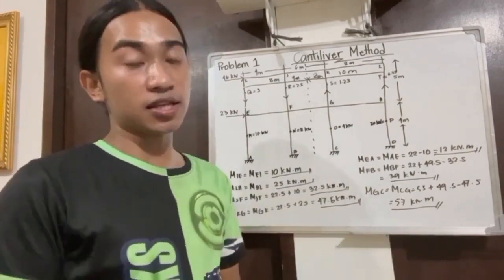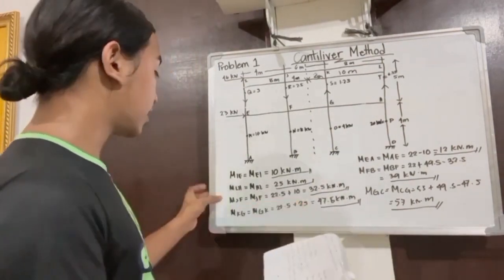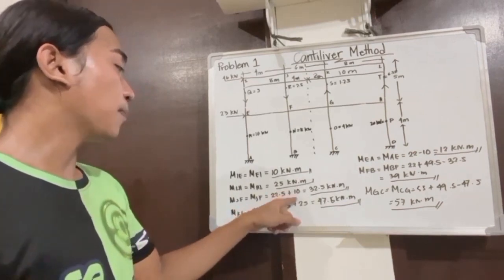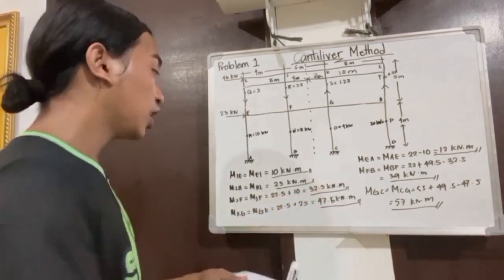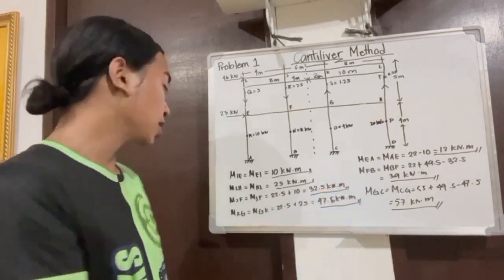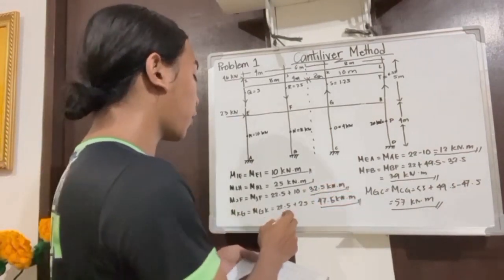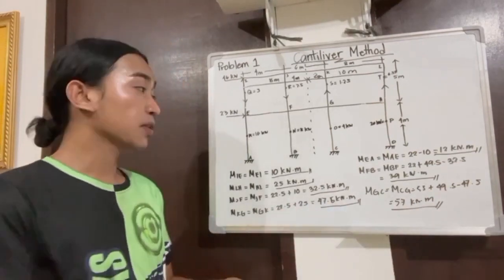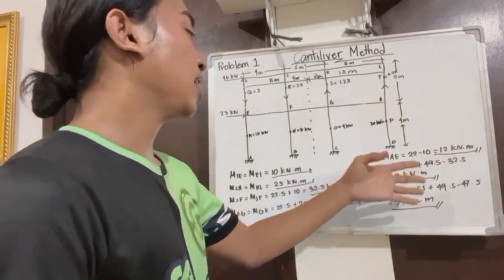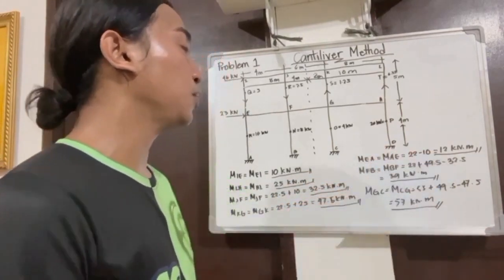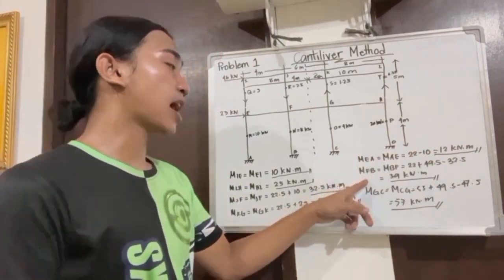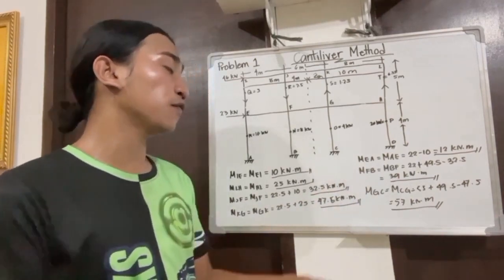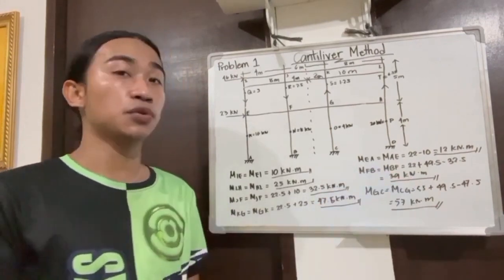for the moment is 25. And then for MGF, you just add 22.5 plus 10, which is 32.5 kilonewton meter. And for MGK, it is 22.5 plus 25, which is 47.5 kilonewton meter. And then for MEA, it is 22 minus 10, which is 12 kilonewton meter. And then for MFB, it is 22 plus 49.5 minus 32.5, which is 39 kilonewton meter.